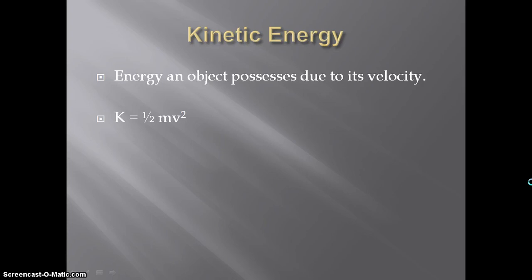Kinetic energy is energy an object has because of its velocity. The faster an object's going, the more kinetic energy it has. Kinetic energy comes mostly from the velocity. Mass is important, but since the velocity term is squared, a lot of the energy is built up from the actual speed of the object.